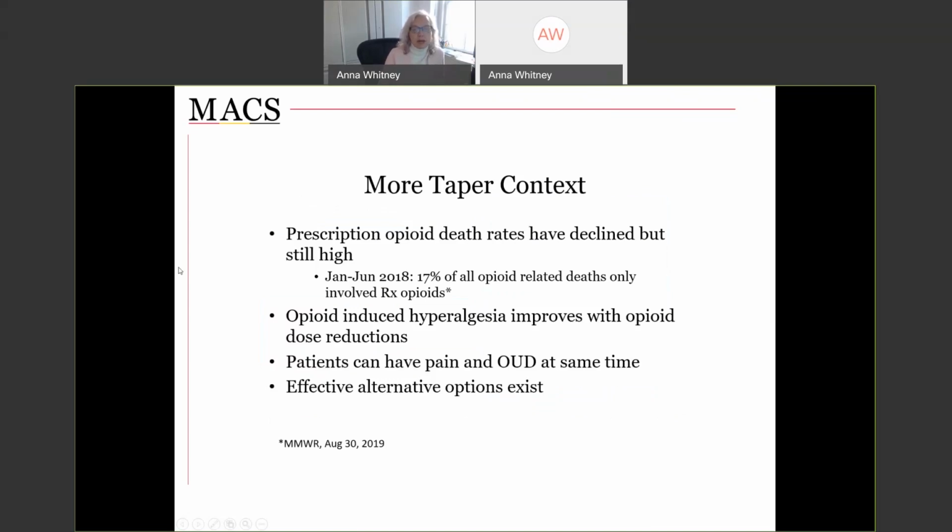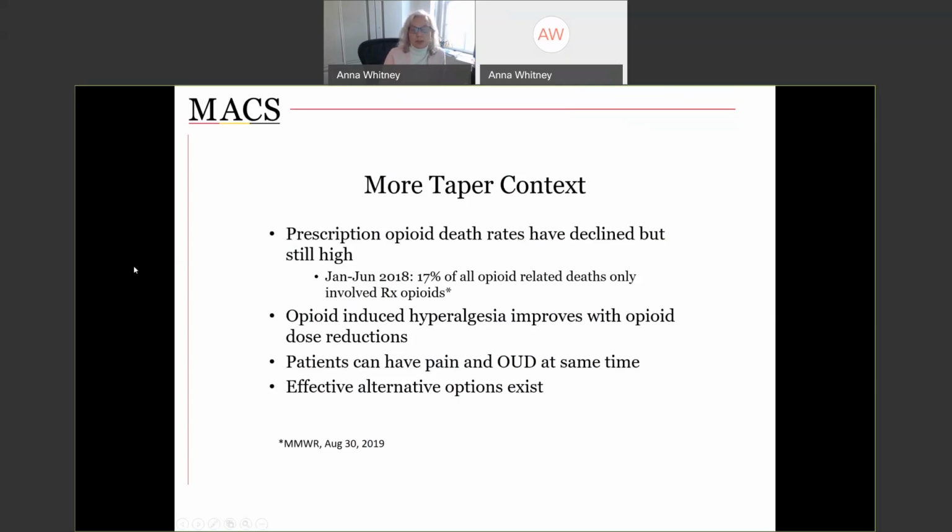So a little bit more taper context. I think one of the things to think about is we know the prescription opioid death rates have declined, but they're still very high, as we've mentioned. These are statistics that we can share with patients to help them understand why we may be thinking that the risks are outweighing the benefits. We know from CDC data that as of the first months of 2018, 17% of all opioid related deaths only involve prescription opioids. So it still is something that we want to make sure patients understand.